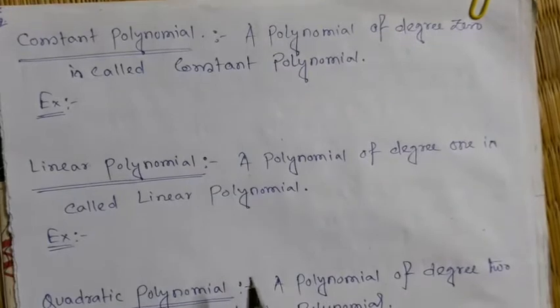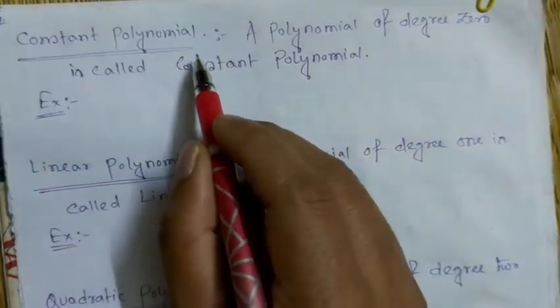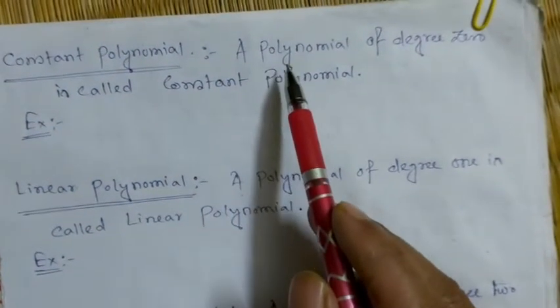Now I will discuss some different types of polynomials. The first one is the constant polynomial. What is the definition of a constant polynomial?